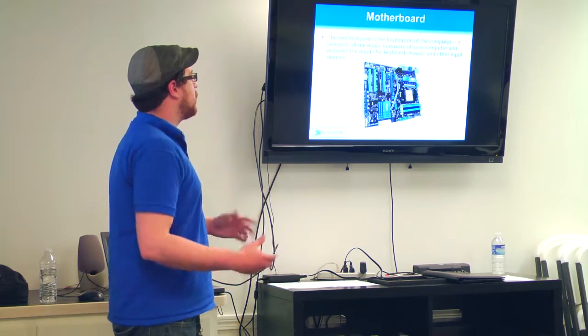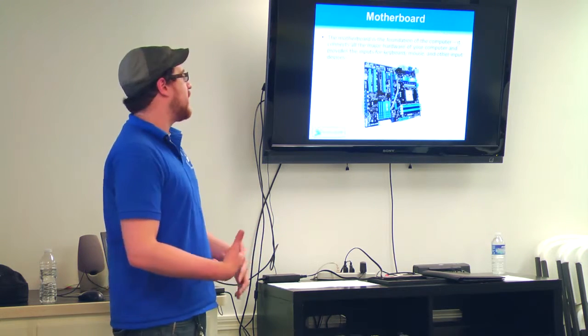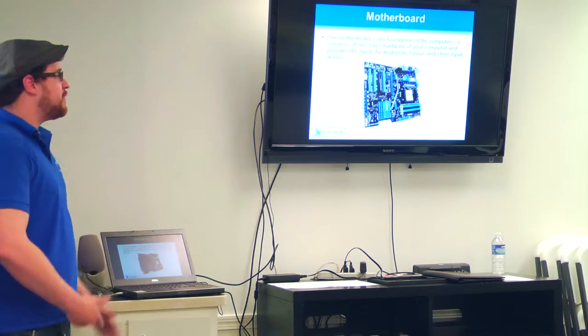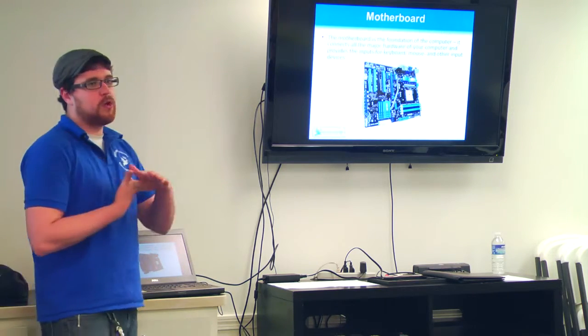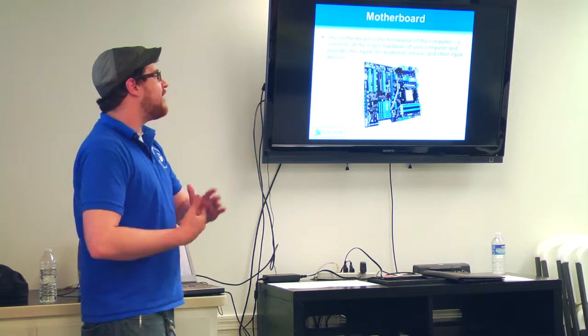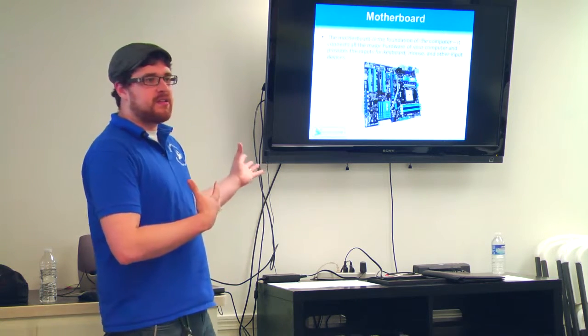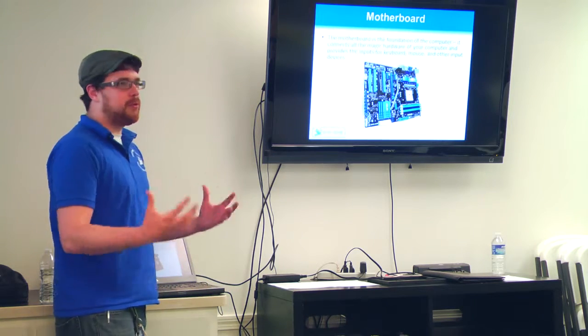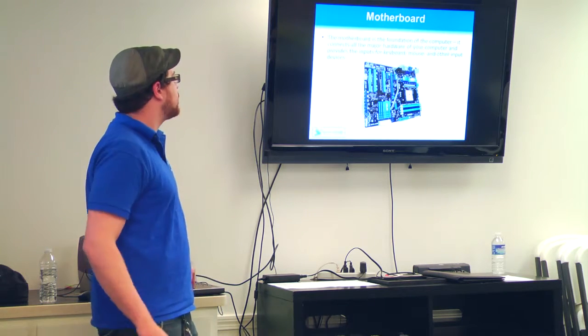Last but not least is the motherboard. This is what everything plugs into, more or less. This is kind of the heart of the computer. Everything goes through this. The CPU plugs into this, the GPU goes into this, all of the hard drives, RAM, everything plugs into this piece of equipment. This is kind of the central portion of the computer. You need to have one of these.